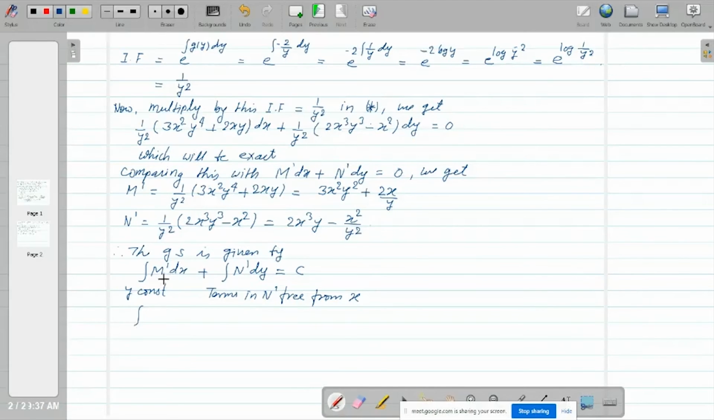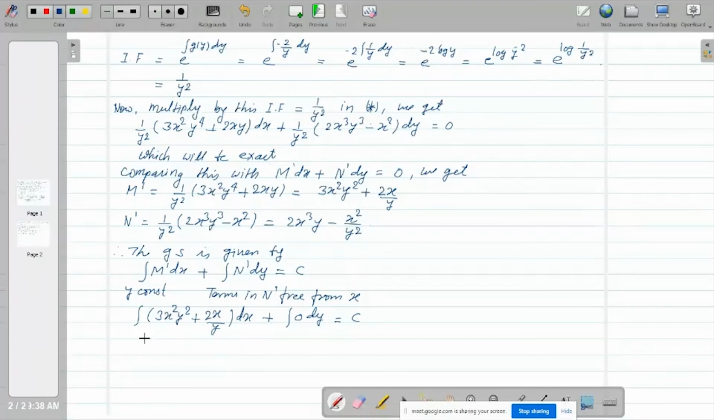Okay, let's integrate. Integration of m dash. What is the m dash? Write down 3x square y square plus 2x by y dx. And plus integration of terms in n dash free from x. There is no such term, so it is 0. This is equal to c.